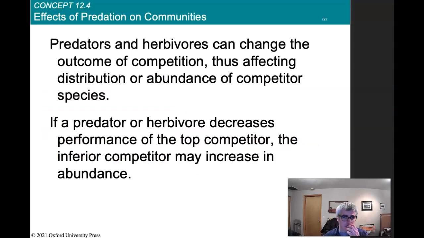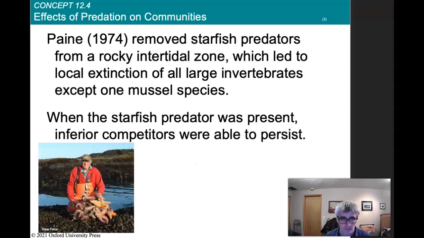Predators and herbivores can change the outcome of competition, thus affecting the distribution and abundance of competitor species. If a predator or an herbivore decreases performance of the top competitor, the inferior competitor may increase in abundance. So this is a lot to unpack, and we'll talk about the rocky intertidal stuff a little bit later. And I hope to spend more time on this later because this is seminal work in intertidal ecology.